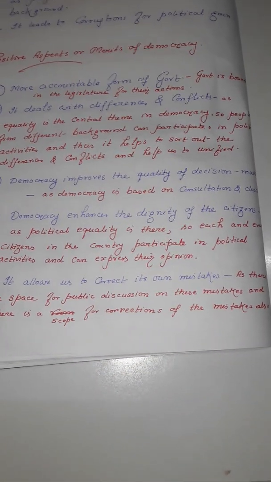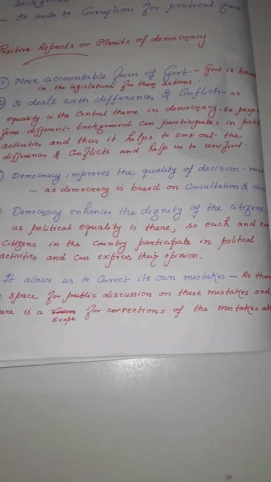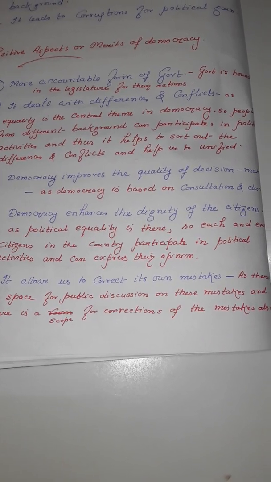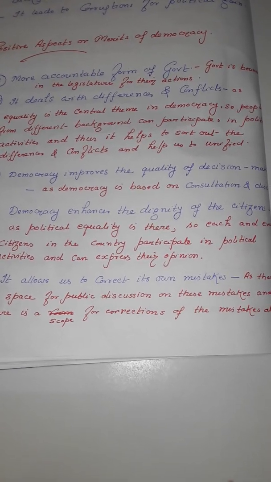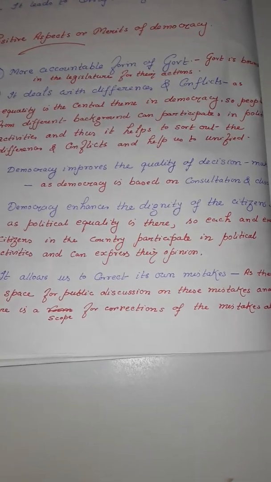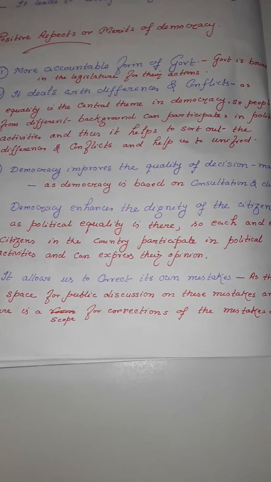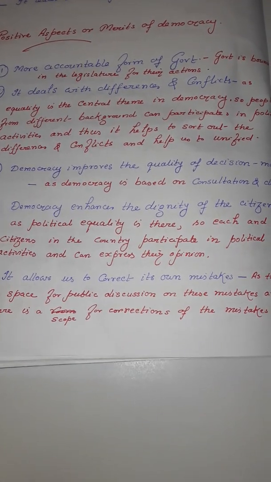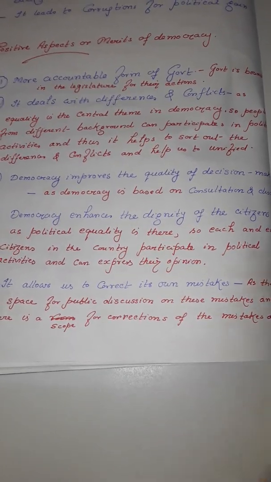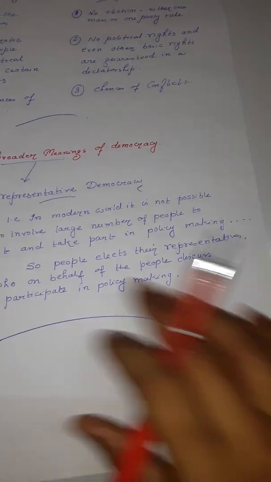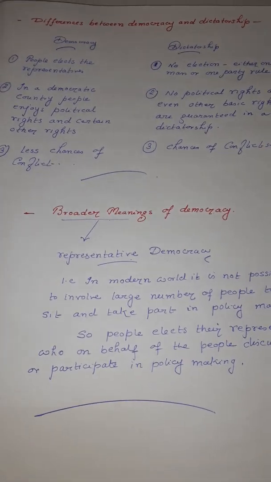Fifth point is that it allows us to correct our mistakes. There is space for public discussion on these mistakes, and there is scope for correcting them. People can express their views and opinions, and thus the government can check its faults and try to overcome those defects and win the hearts of the people in order to get re-elected the next time. But such a thing is not possible in a dictator country, because the dictator is the ultimate authority, and even if something is wrong, people need to follow that wrong thing. But in democracy it is not like that.